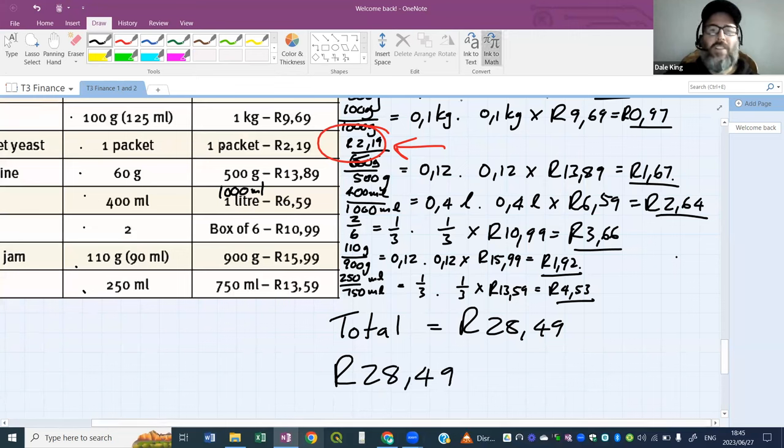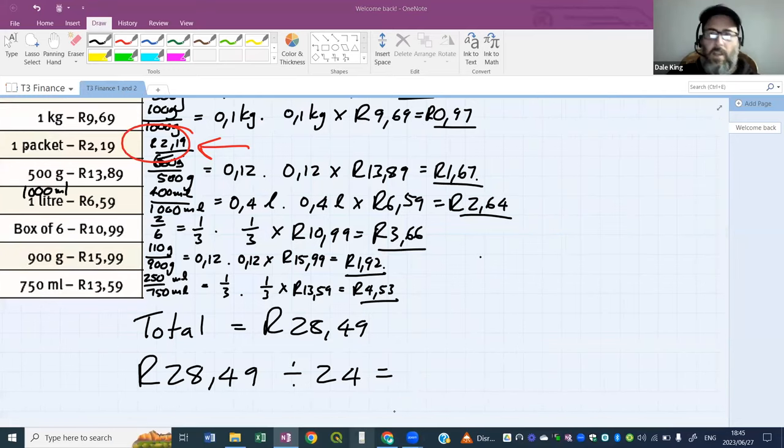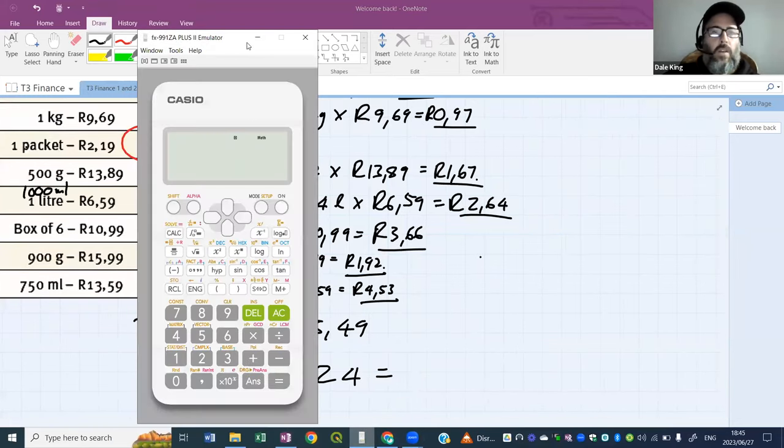For 24 donuts. Multiply. Do we need to divide by 24? Yes, we need to divide by 24. How much is it for one? Cut the 28.49, which is 24 donuts, so cut it up into 24 pieces to find out how much it is for one. All right, so here we go.